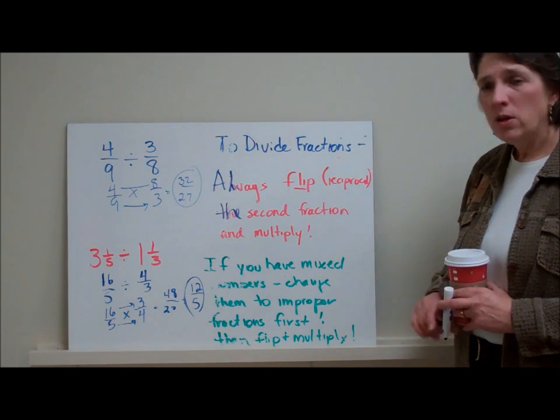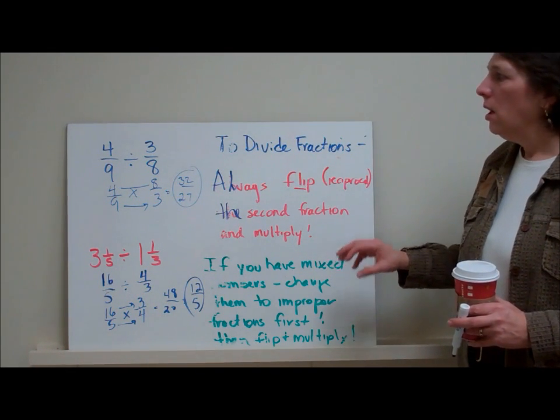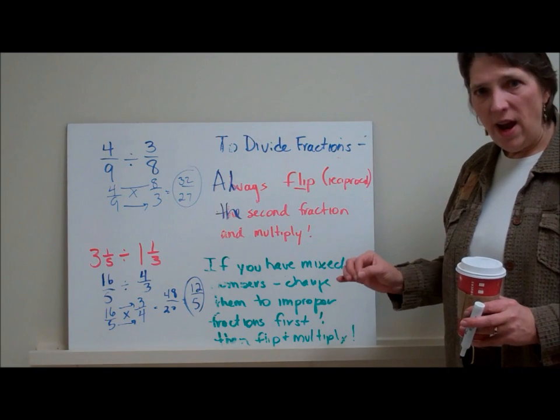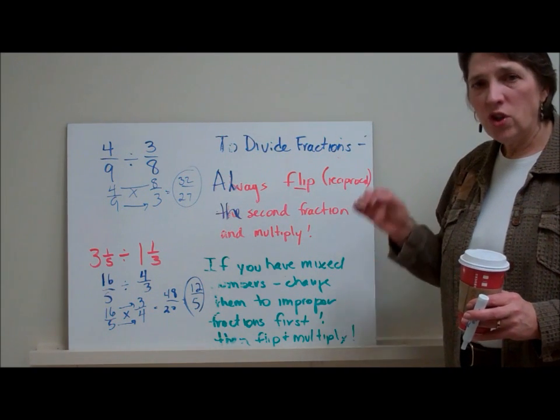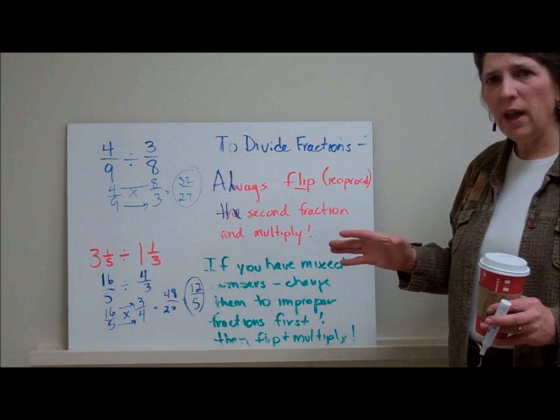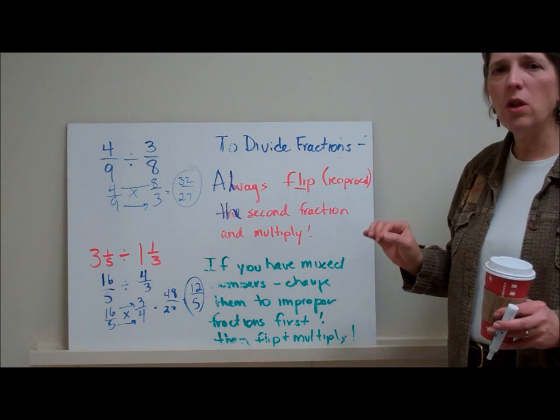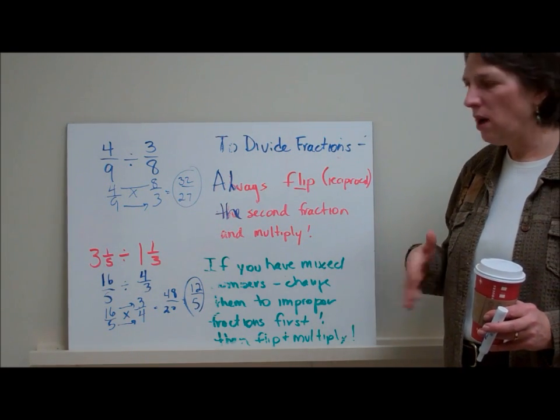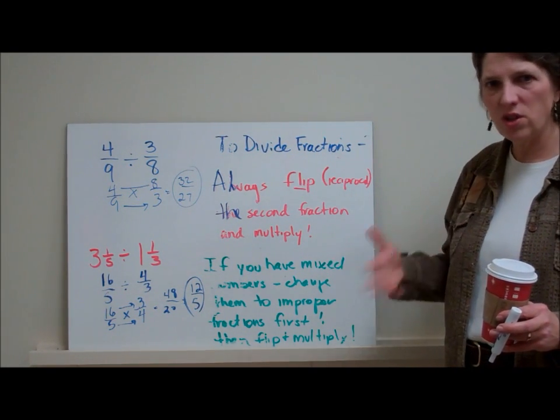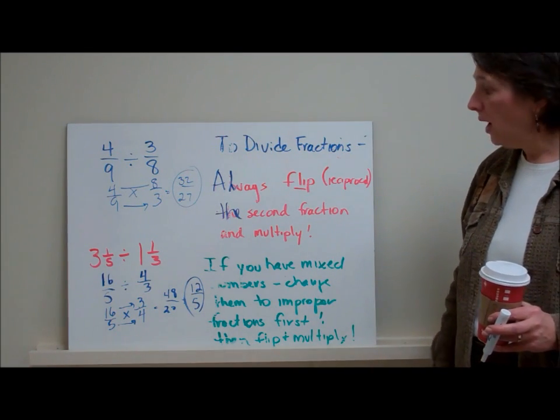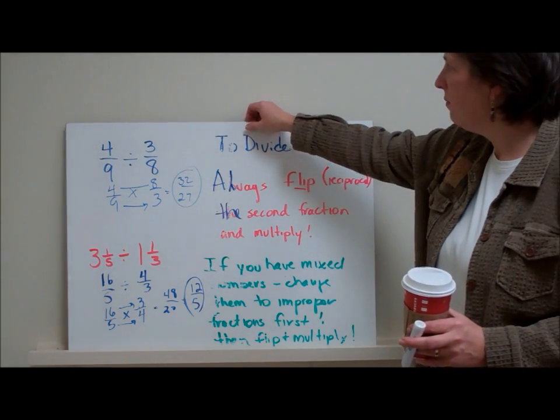All right, so make sure you know this. When you're dividing fractions, you change the sign to multiplication and take the reciprocal of the second number, whatever it is. If it's a fraction or just a number, you take the reciprocal, and then you just multiply and simplify.